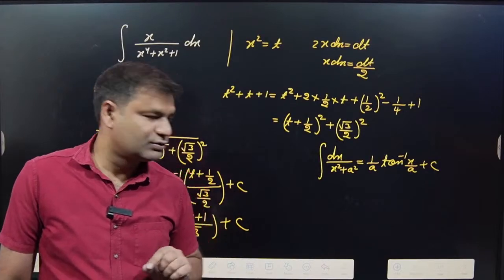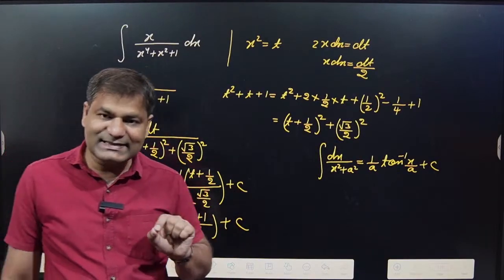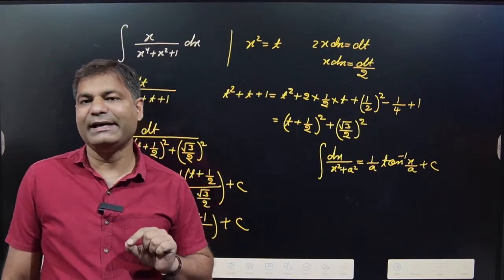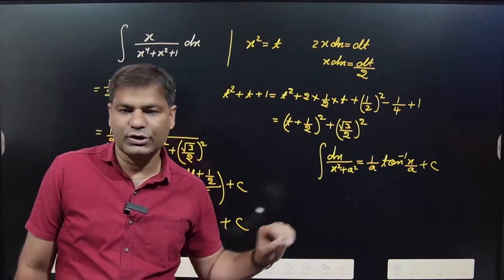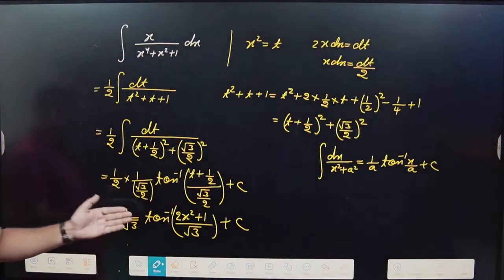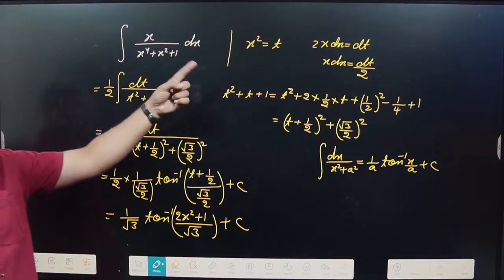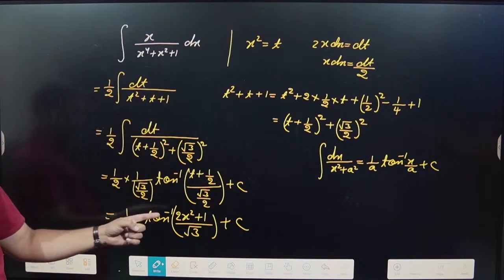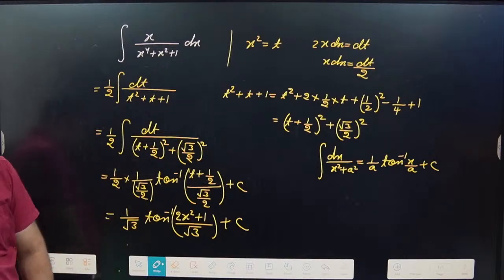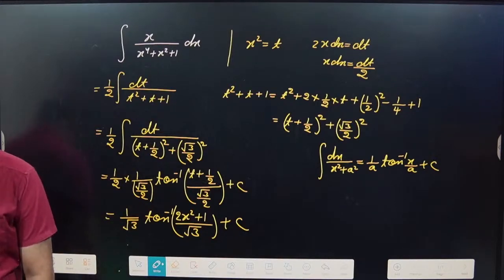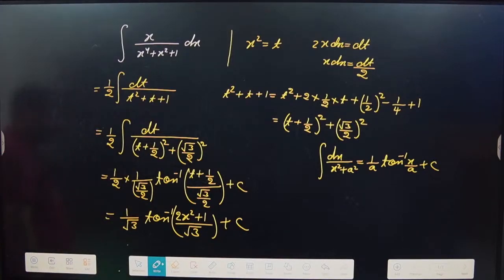Here x is how much? T plus half, and a is root 3 by 2. So put that here and we get this. The next target: t is how much? Root 3 t is how much? x square. So finally t is replaced by x square, and then we get the final answer. I hope it is clear.